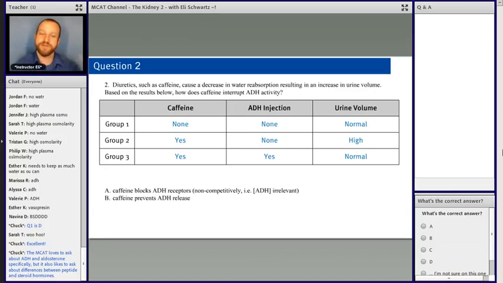So for this one, we've got two answer choices, either A or B. And they have an experiment, apparently. The experiment is about what caffeine is actually doing. We know it's a diuretic. We've been told it's a diuretic. But what is actually happening? Is it blocking ADH receptors, or is it blocking ADH release?